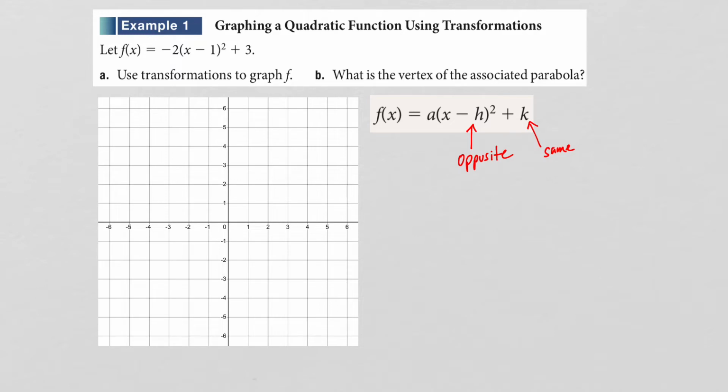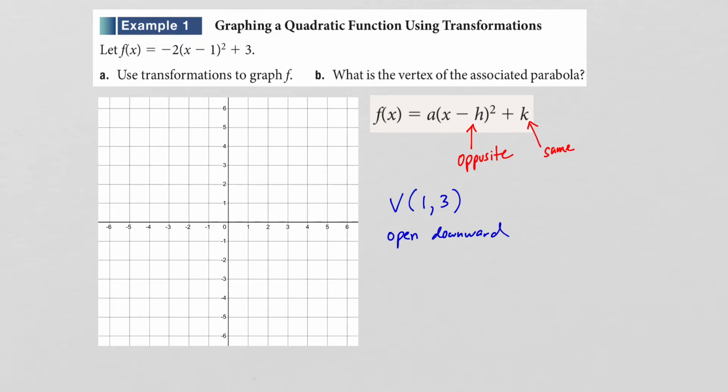So what that means here is when I'm looking for the vertex, you can see I have a -1 here. That means the x-coordinate of this vertex is going to be +1 because we have to take the opposite of that. But then the y-coordinate of the vertex is +3. So we take the opposite of this coordinate, but we leave this one alone. So that is the vertex. We also know that this parabola is going to open downward because we have a negative value of a in front of the parentheses there.